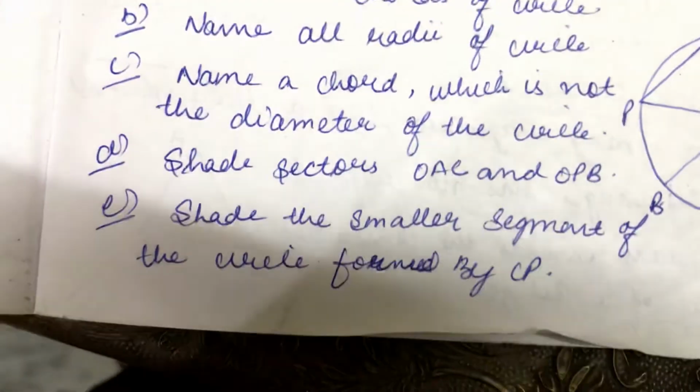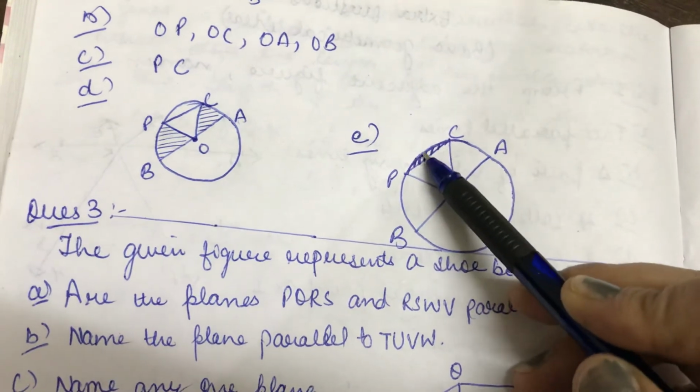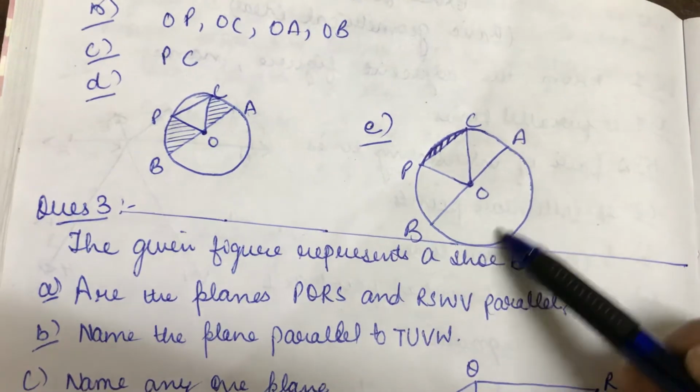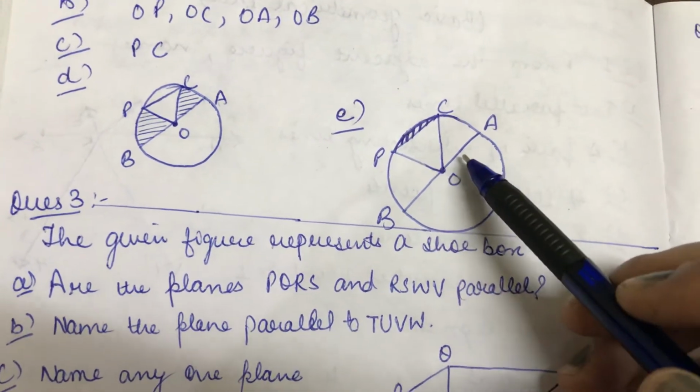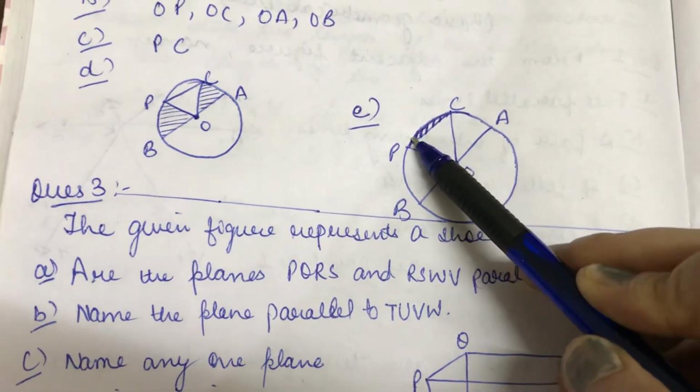Next part is shade the smaller segment of the circle formed by CP. Now we have CP chord here. We have two segments. One is this segment and other is this segment made by the chord CP. I want to shade the smaller one. So this is the smaller. I have shaded it like this.